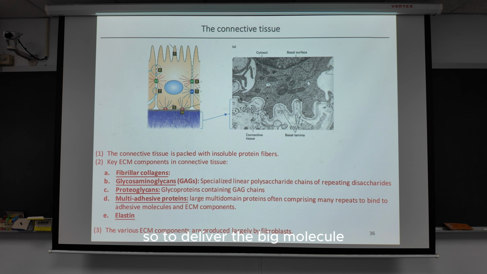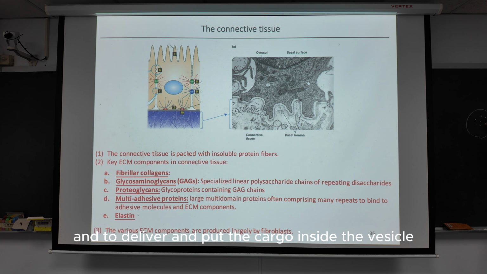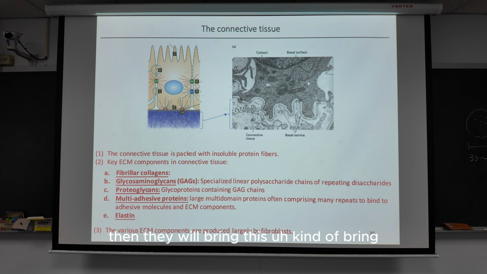Okay, so to deliver big molecules, that is why the cell needs to use vesicles. And to deliver, it puts the cargo inside the vesicle. And the average size or diameter of the vesicle is about 30 to 60 nanometers. Then they put the large cargo in the vesicle and use a motor protein to drag those vesicles in the cytosol, because the pore of the cytosol is 20 nanometers.